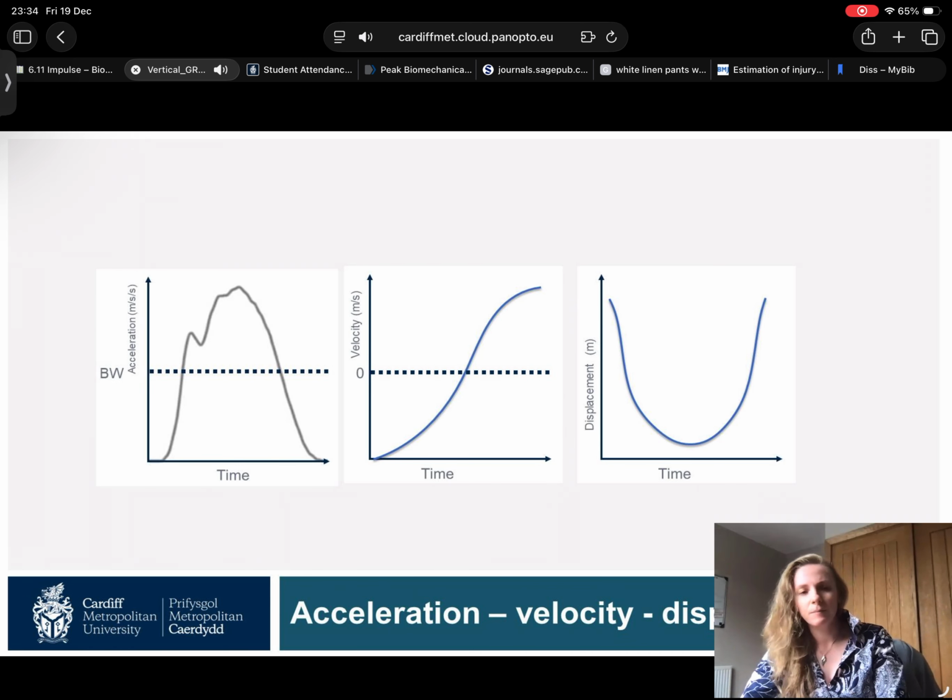So this is the acceleration profile, and just by looking at that acceleration profile, I can tell you that the velocity will have a zero velocity at around mid-stance, and this is what we typically see. The reason I can tell you this is because our acceleration follows an upward trajectory.